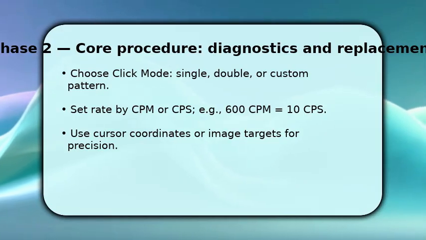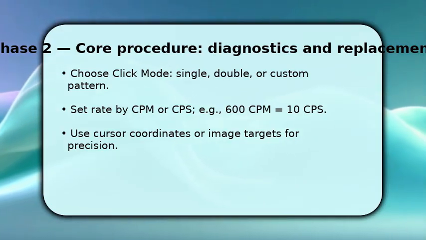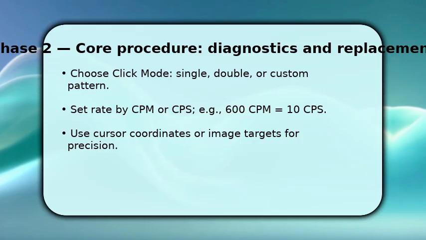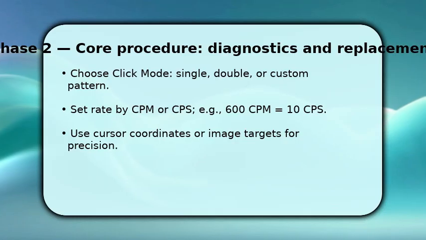First, pick click mode: single, double, or a custom sequence. Choose based on the interaction you need. Then set the rate by CPM or CPS. Remember, 600 CPM equals 10 CPS, so timing matches expected loads.